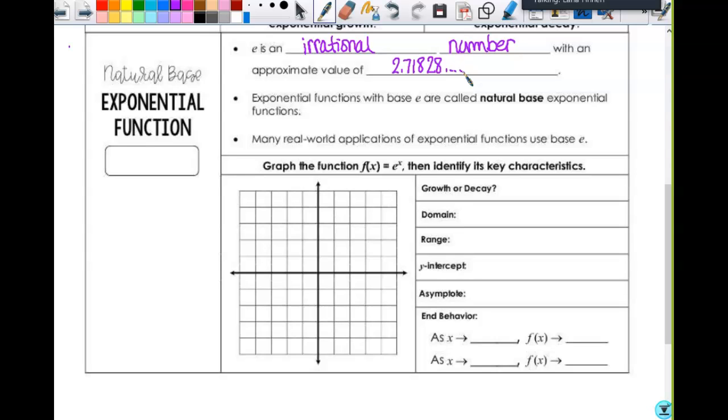So anyway, exponential functions with base e. If I have a base e, these are called natural base exponential functions. So instead of the b being 2 or 1/2 or whatever, that base would be e. And it says many real-world applications of exponential functions use base e.